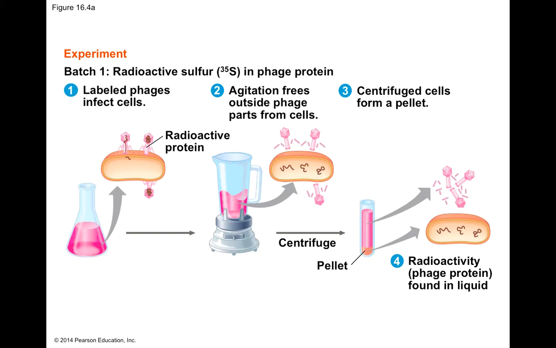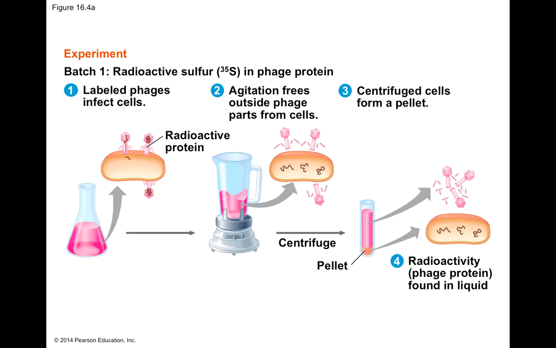They designed a simple but effective experiment, taking advantage of the fact that these viruses are only made up of protein and DNA. In the first batch of experiments, they used radioactive sulfur to label the proteins of the phages. They allowed the phages to infect bacteria, and then they threw everything in a blender to free the protein coats of the viruses from the bacteria cells and spun the parts down, knowing the bacteria cells would form the pellet and the viruses would be in the supernatant.